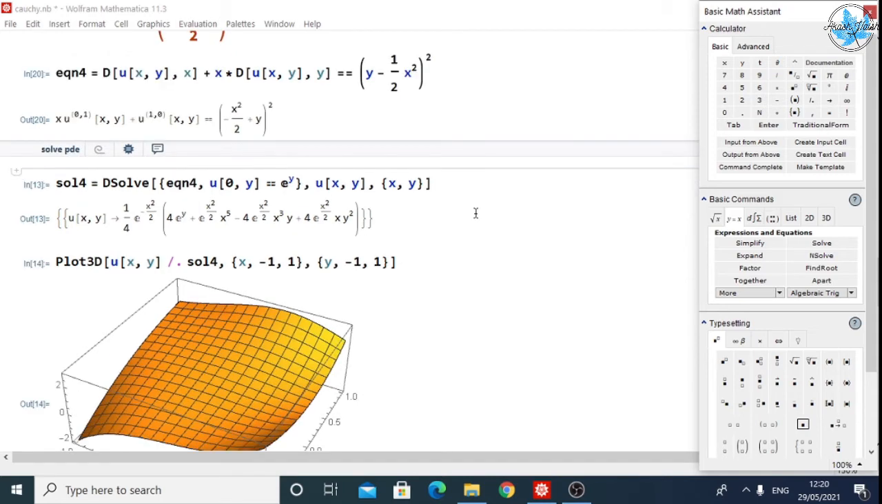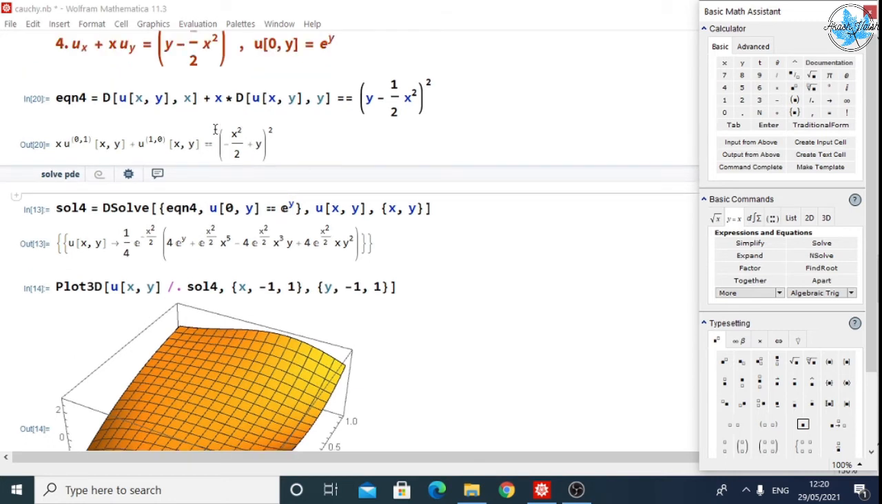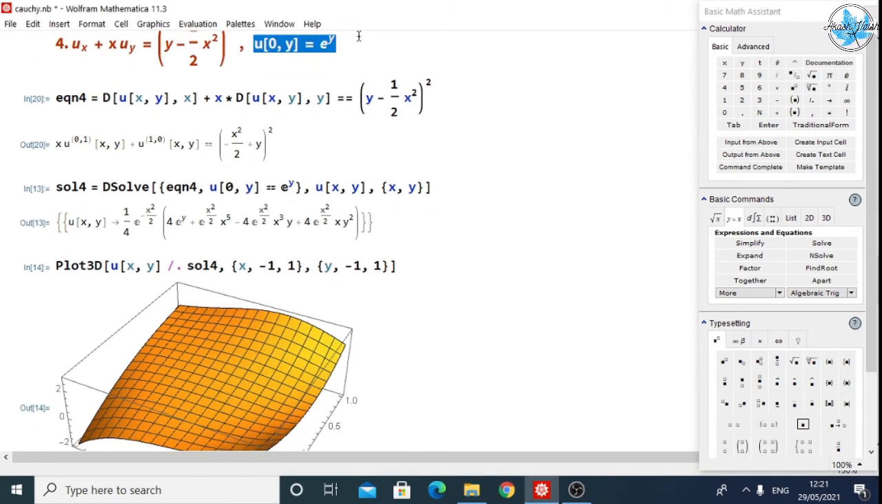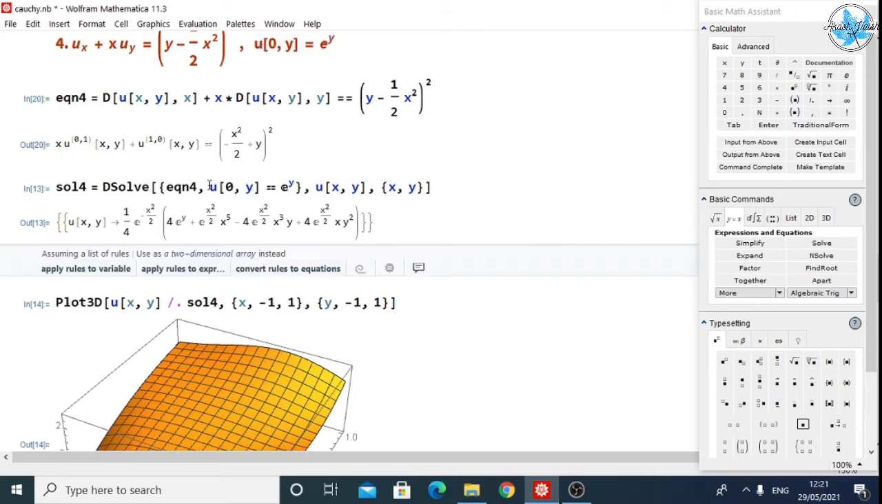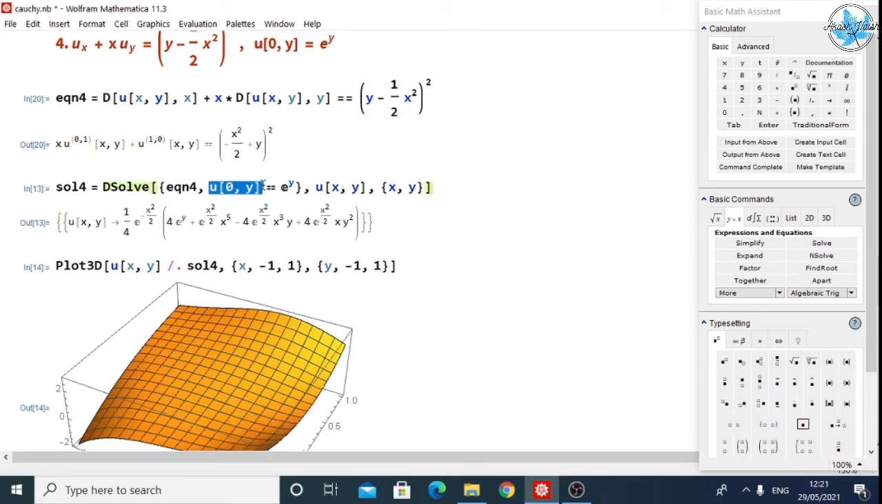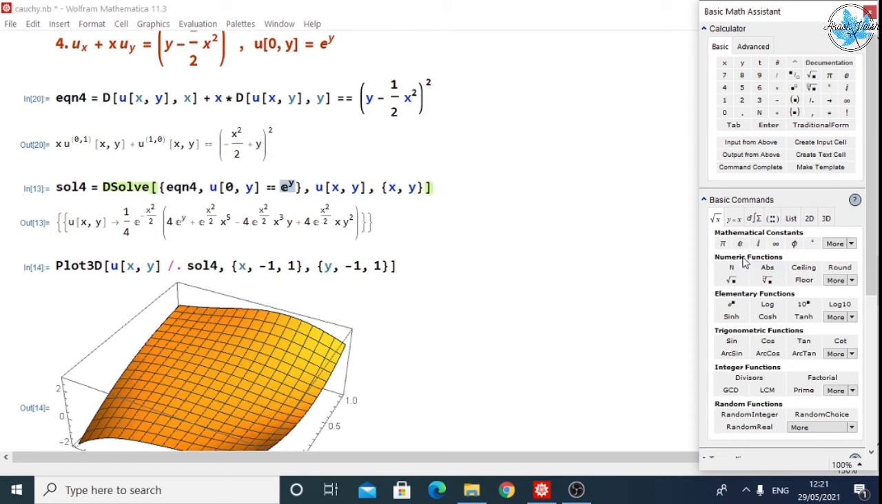Use the DSolve command with equation 4, and here the initial condition is given as u of 0 comma y is equal to e raised to power y. How to write this? u of 0 comma y, just simply write here, then double equals to e raised to power y. Exponential we will use from the palette section, which is already given here. Then u of x comma y, which is the dependent variable of x comma y. Then you will get the solution of the given equation.